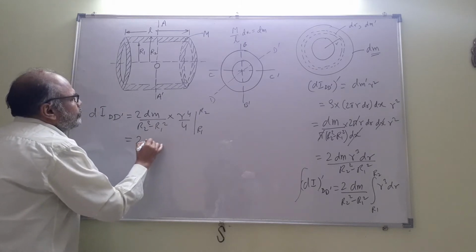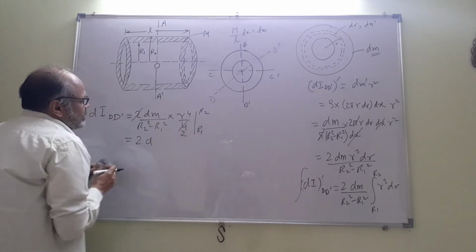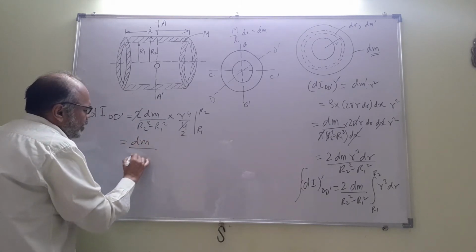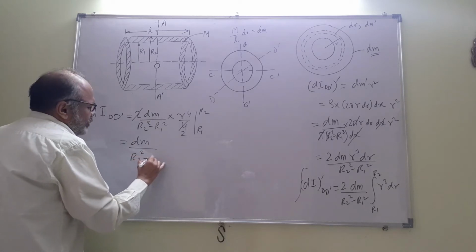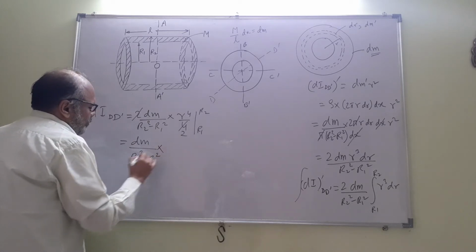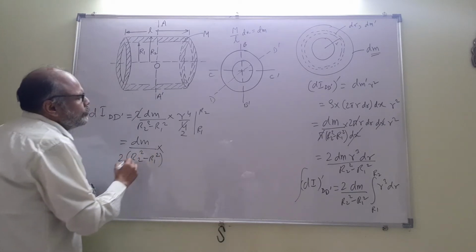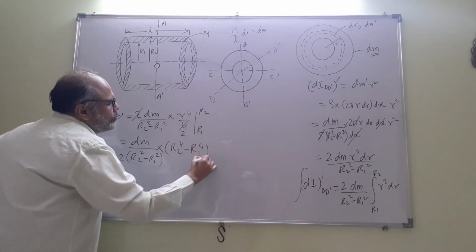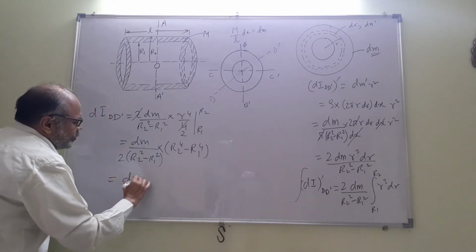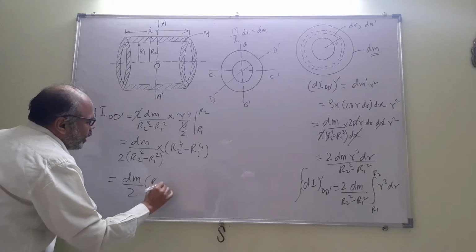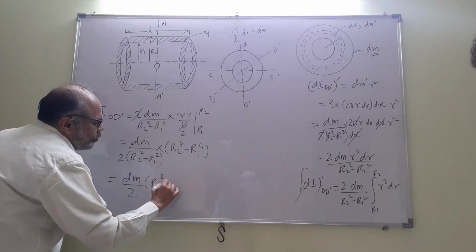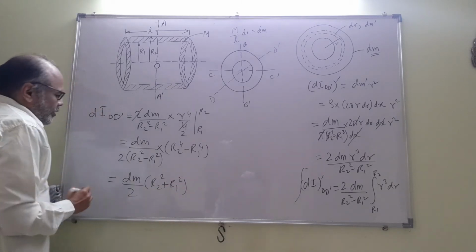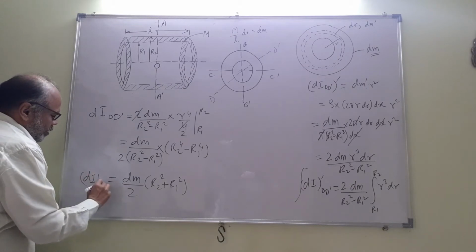So this will be, 2 would cancel here, and you have basically dm by (r2 squared minus r1 squared) by 2 here, and you will have r2 to the power of 4 minus r1 to the power of 4. So that will be dm by 2 into (r2 squared plus r1 squared). That would be the moment of inertia dI about DD dash.